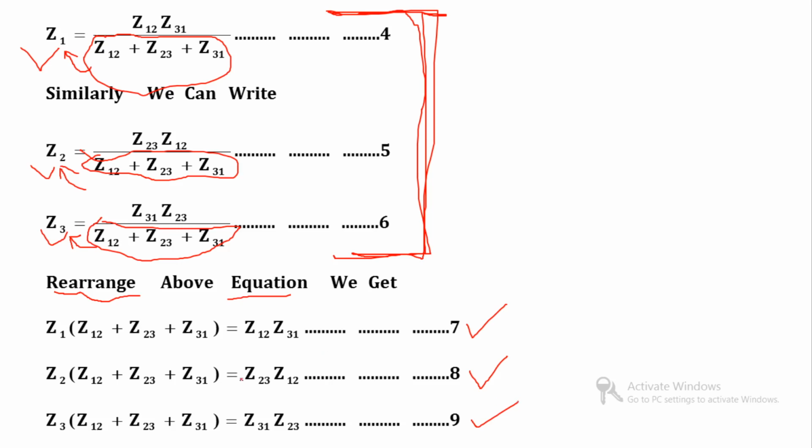So on the right hand side you have Z1 into Z12 plus Z23 plus Z31 is equal to Z12 into Z31. Z2 into Z12 plus Z23 plus Z31 is equal to Z23 into Z12. Similarly, Z3 into Z12 plus Z23 plus Z31 is equal to Z31 into Z23. So these are equation number 7, 8 and 9. Let's further simplify these equations.